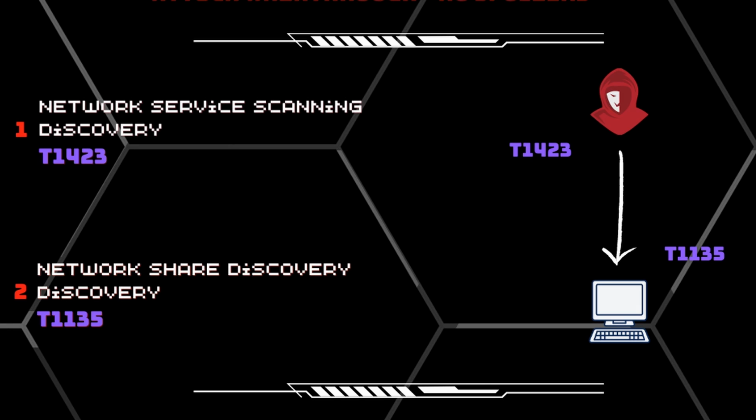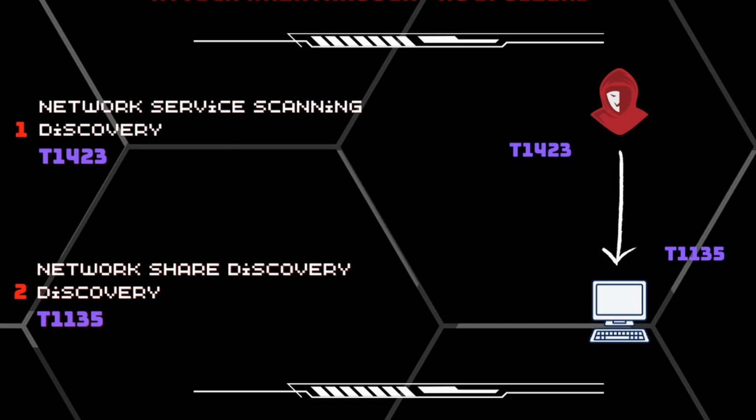We're going to see step 1. The MITRE ATT&CK TTP is T1423. That is network service scanning. It's part of the discovery tactic. Okay, so as the attacker, we're going to do step 1, start scanning the network. What we're going to find is step 2, that's going to lead us to network share discovery, T1135. We're going to scan the network, scan for services, and step 2 is going to be network share discovery.